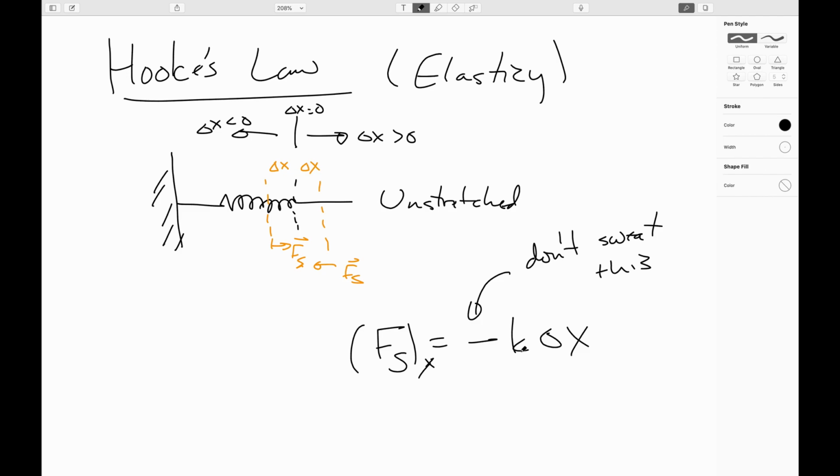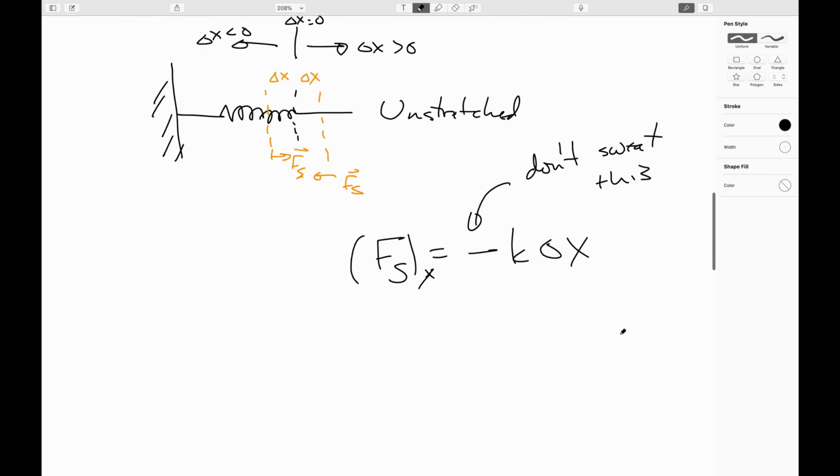And we will need this when we get to simple harmonic motion, where we will actually have to mathematically worry about that minus sign. But in any other situation where you see a spring show up, don't sweat the minus sign. Just use your common sense.